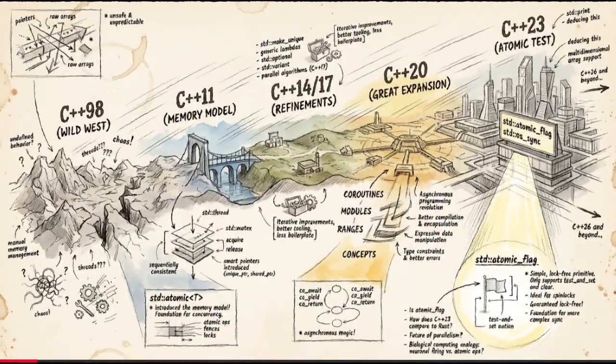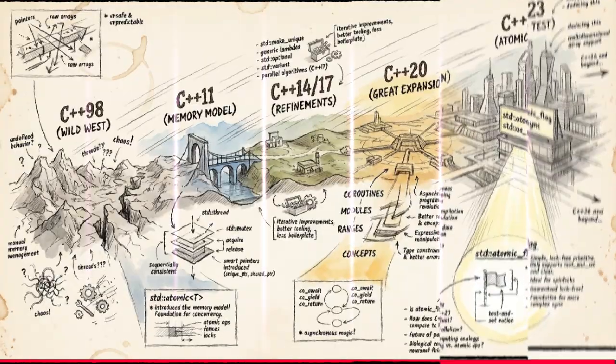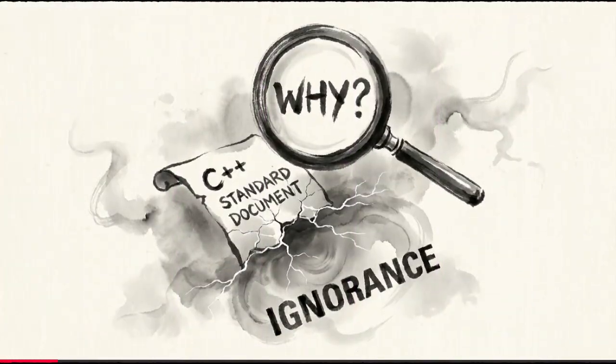Exactly. Which is why you can't just stare at the syntax to fix that bug. To actually understand why your code is failing, you have to understand why the primitives you're using were built in the first place. So today, we're taking a deep dive into the historical evolution of lock-free data structures in C++. Specifically, we're looking at the standard atomic flag and how memory models evolved from the Wild West of C++98 all the way up to C++23. It's quite a journey. It is. And we really need to answer the core question today. Why does standard atomic work this way, and what constraints actually define it today?